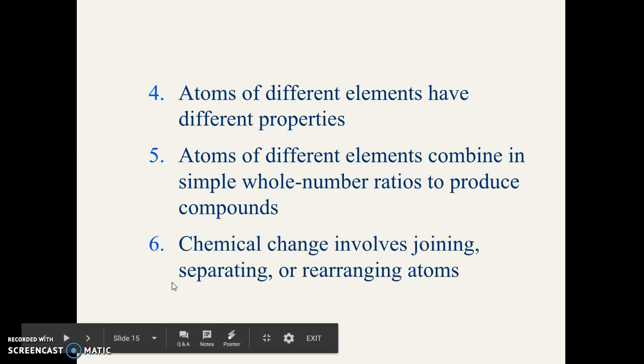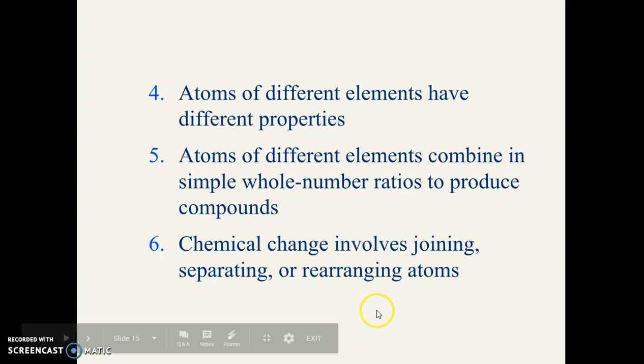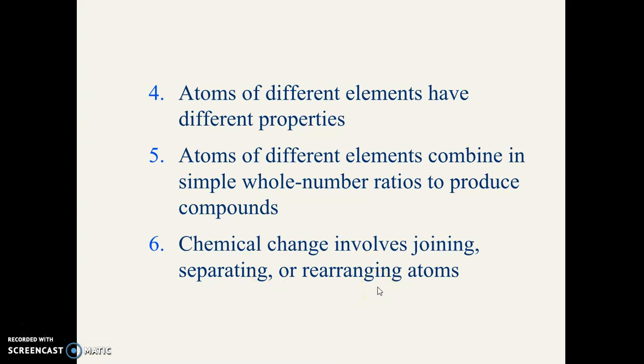And number 6, chemical changes involve joining, separating, or rearranging of atoms. When we do any type of chemical reaction, we're actually not changing anything about the atom. All we're doing is joining them together, splitting them apart, or rearranging those atoms in a new way to form just a little bit of a different shape. It's really just interactions of the electrons.